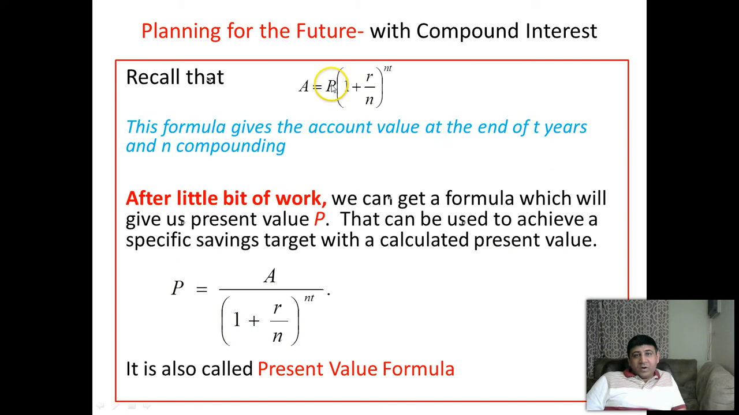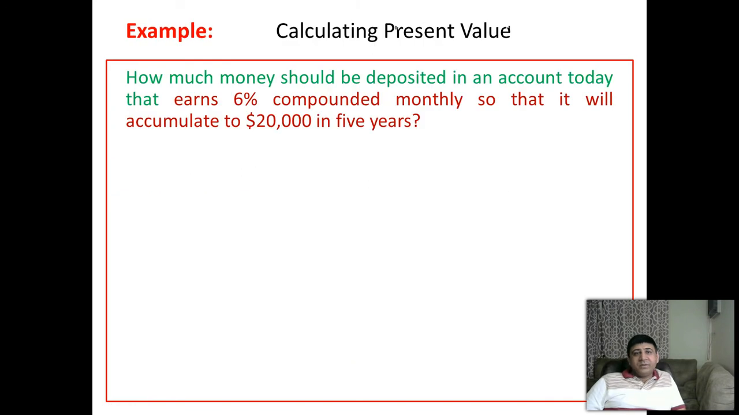If you want to solve it for P, just divide both sides by the extra factor. So it will be A over everything we had with P here. We divide both sides by this factor and you get this formula. This is called the present value formula for compound interest. I think I have an example. So how much money should be deposited? We want to find out what we should start with. That's the goal. How much money should be deposited in an account today that earns 6% compounded monthly, so that it will accumulate to 20,000 in 5 years? So our goal here is 20,000.